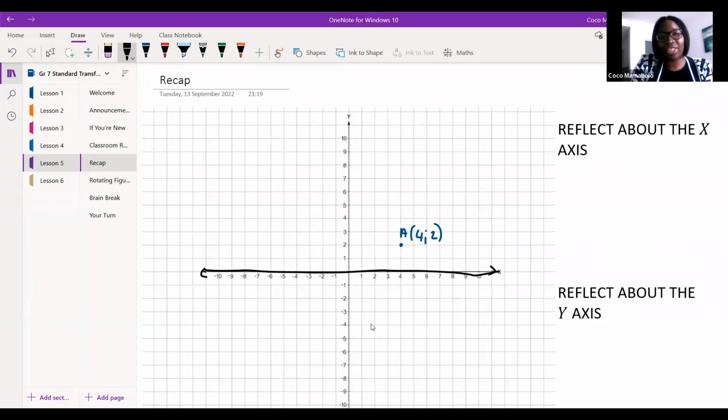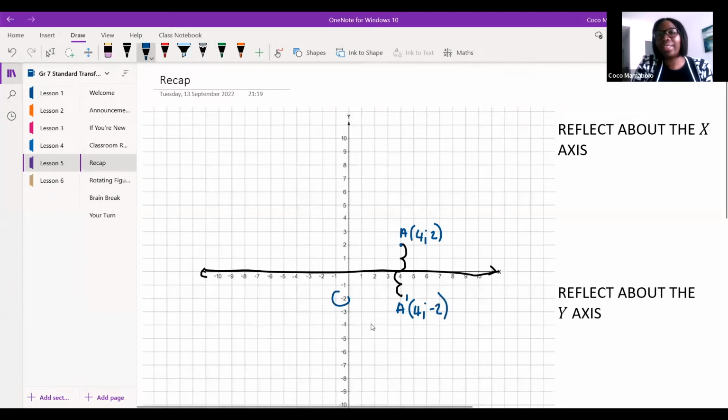Okay, if I need to get all the way to my x line or my mirror, I need to count how many units it takes to get there. So I'm going to go 1, 2. I'm realizing it takes 2 to get there. So I need to jump 2 over my mirror. So I'm going to go 1, 2. And this is going to be A prime over here. Okay. And what's going to happen is my x value is going to stay the same. And my y value is now going to be -2.